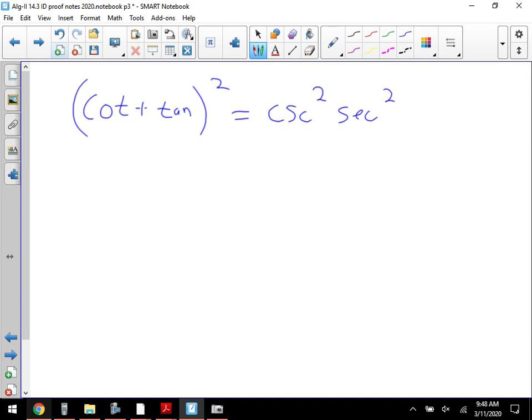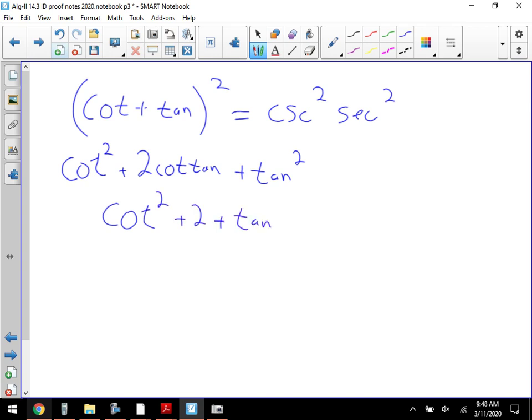All right. So we get cotangent squared, 2 cotangent tangent, tangent squared. You okay with that? What happens with cotangent times tangent? It crosses out, doesn't it? Okay. So you get cotangent squared plus 2 plus tangent squared. 2 is what plus what? 1 plus 1.